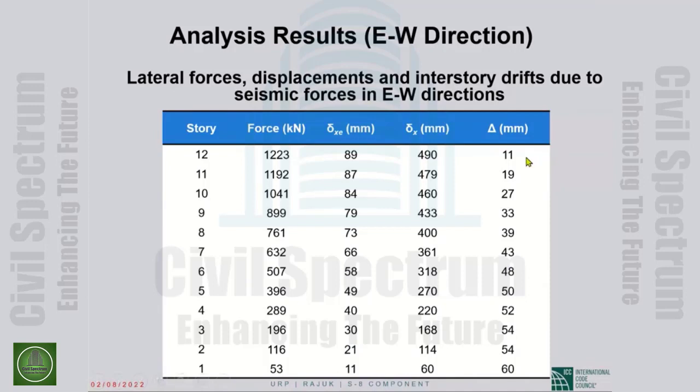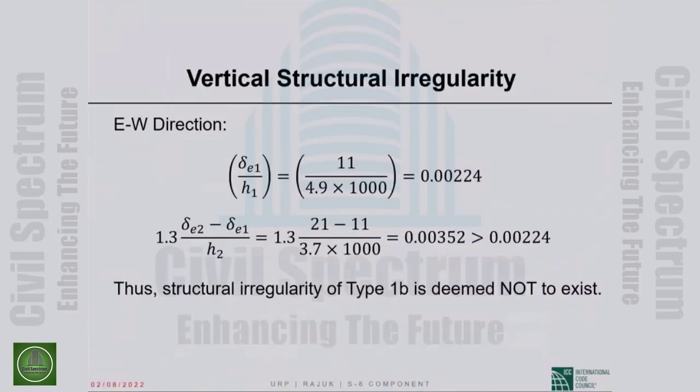And this is the interstory drift. So at level 1, it is the whole thing. At level 2, it is the 114 minus 60, that is 54. This level, it is 168 minus 114, which is also 54. Okay, so you understand this is pretty straightforward. So from the table, delta 1 divided by H1 is 11.